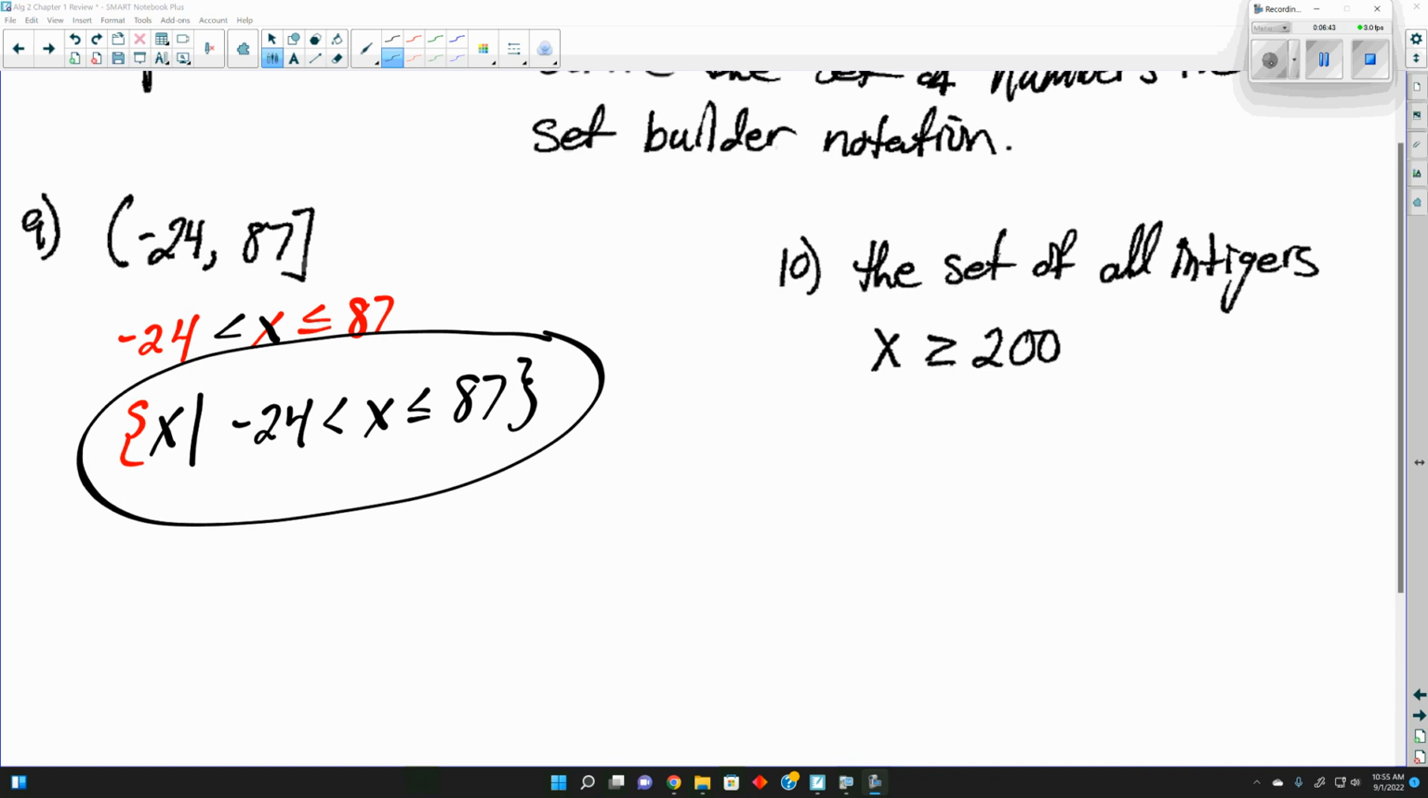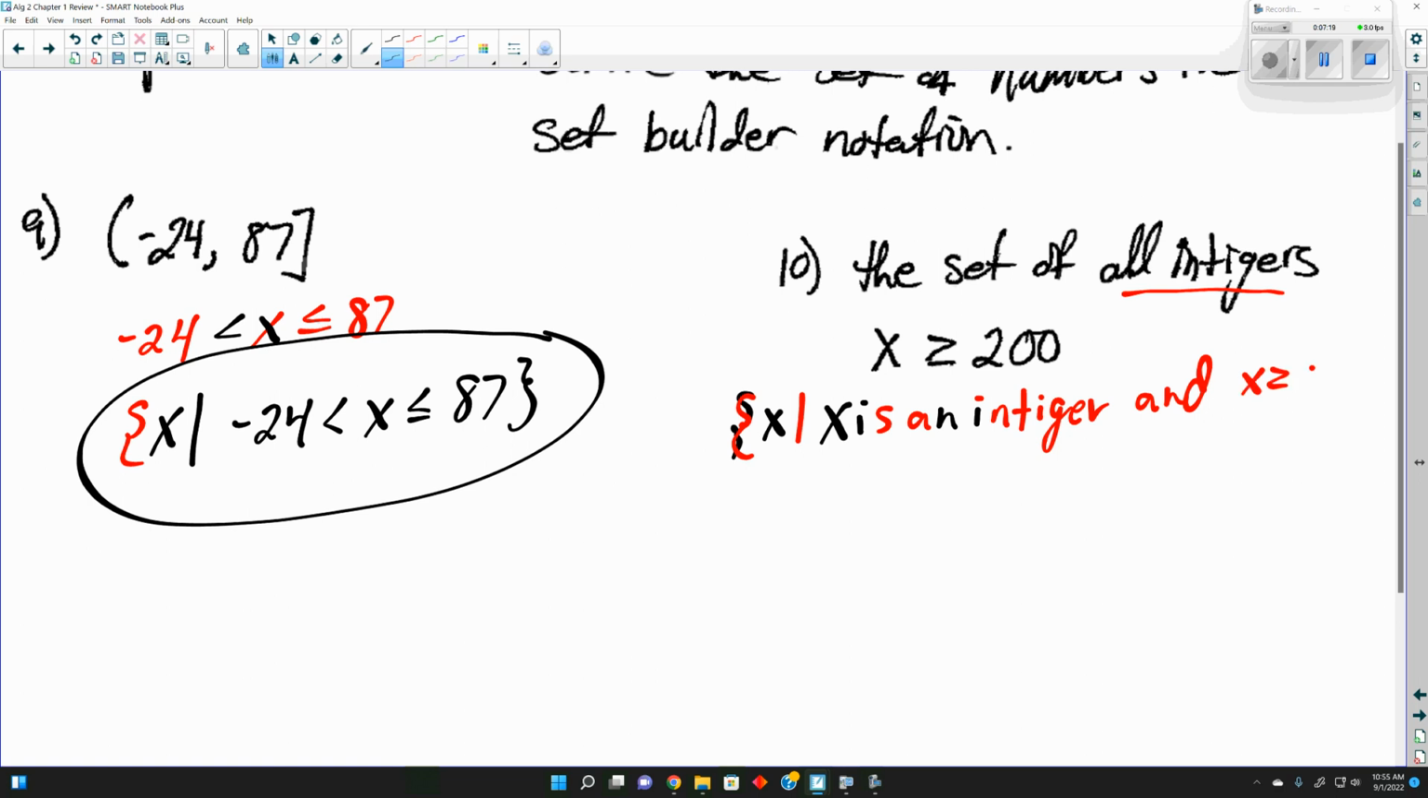Yeah. Now it already gave us the inequality, yes? But are we talking about all real numbers? No. So what we'll do is we'll start off the same. So we have brace x bar, the set of all real numbers x such that, well, what? X is not a part of all real numbers. It's what? An integer. So we have to describe that first. X is an integer. And what else does it tell us? Greater than or equal to.